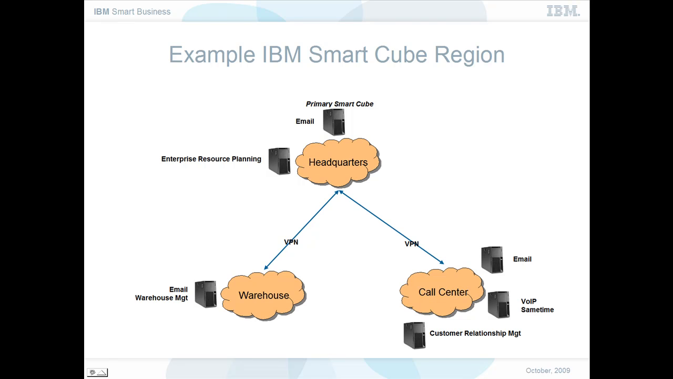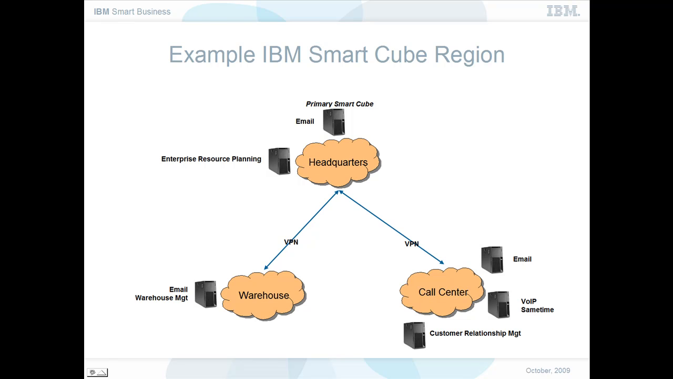You can see that in this hypothetical business there are 3 locations with a total of 6 Smart Cubes distributed across those locations. Each Smart Cube hosts one or more applications. In this example, each location has its own email server, plus an application suite specific to the type of work performed at that location. As you will see in this demonstration, one of the benefits of defining your Smart Cubes in a region is that your administrator only has to register the users once to give them access to applications on any or all of the Smart Cubes in the region.